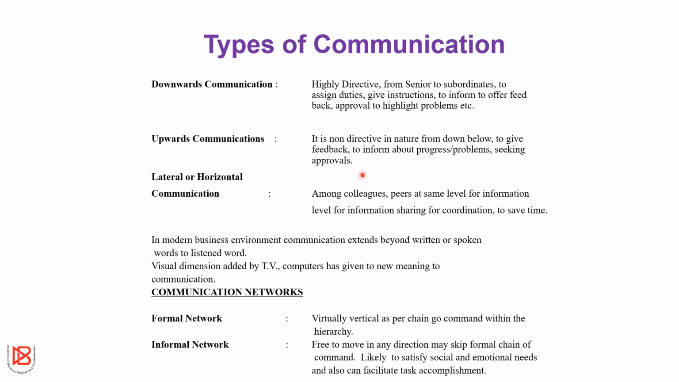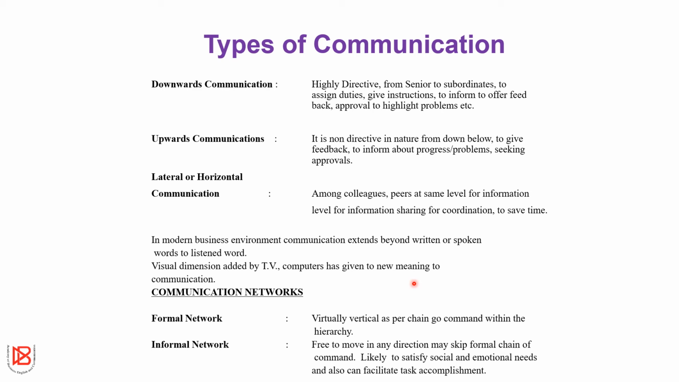What happens in the case of lateral or horizontal communication, which happens among colleagues, among peers? How do we go about it? It is more or less a sharing of information that happens in the modern business environment. Communication extends beyond written and oral communication, or words. It's the visual dimension, for example television and things like that, that plays an important role altogether. We need to understand this. How many of us do it, I am not very sure, but yes, this is what is expected and what needs to be done.